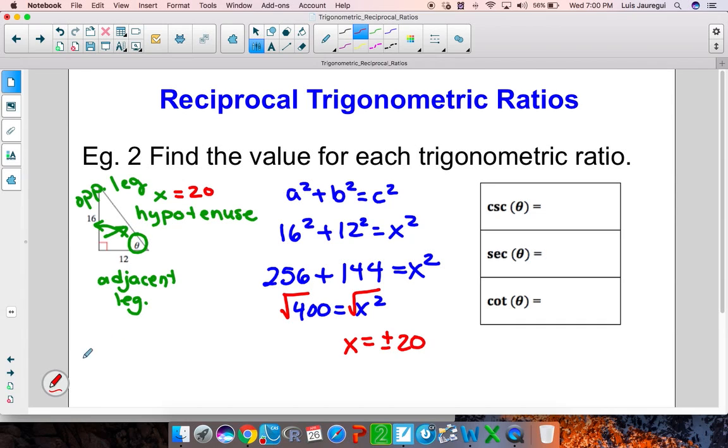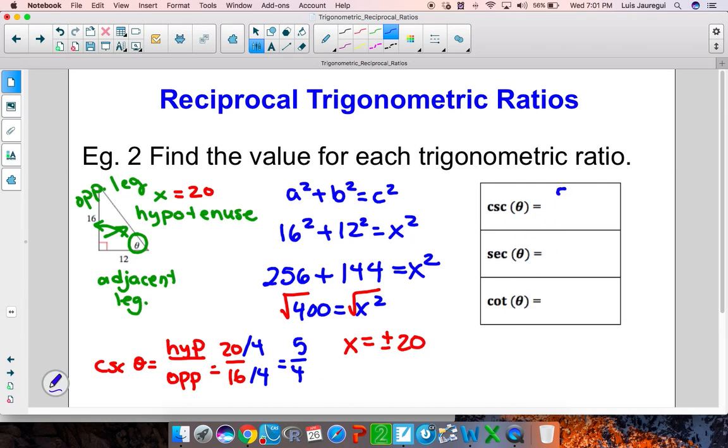Now, with that said, we know that cosecant, okay, is defined as the reciprocal of sine. And sine was opposite over hypotenuse, so cosecant will be the hypotenuse divided by the opposite here, okay? So cosecant will be hypotenuse, which is 20, divided by the opposite, which is 16. Let's go ahead and figure out what is the greatest common factor here, and that happens to be 4. So this is just 5/4. Why? Because 20 divided by 4 is 5, and 16 divided by 4 is 4. So cosecant of theta is 5/4.